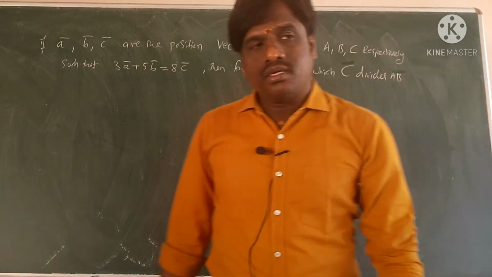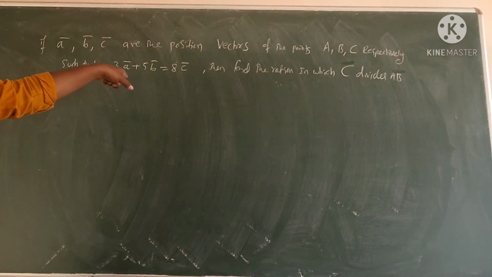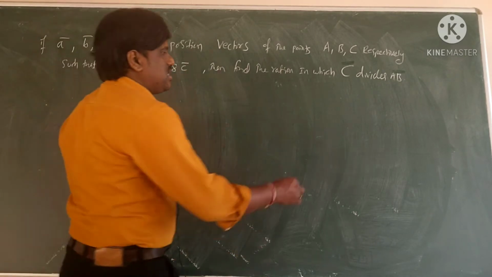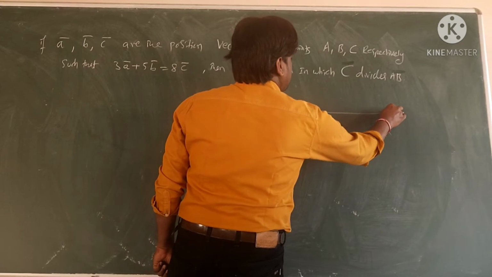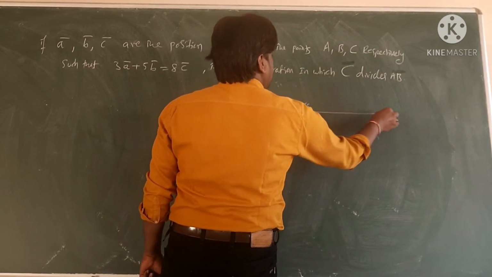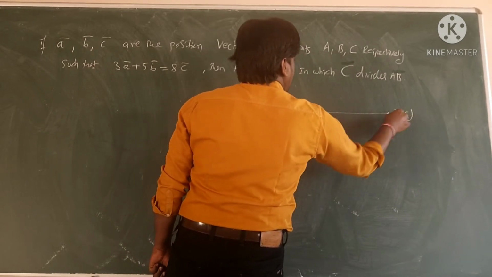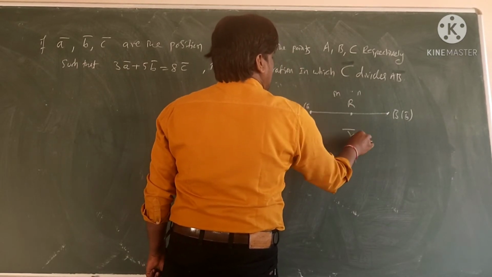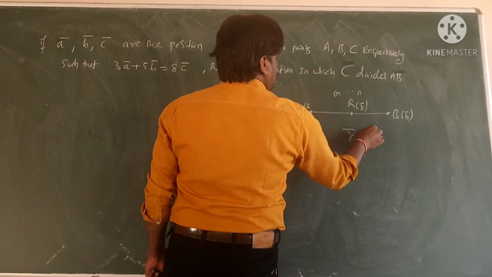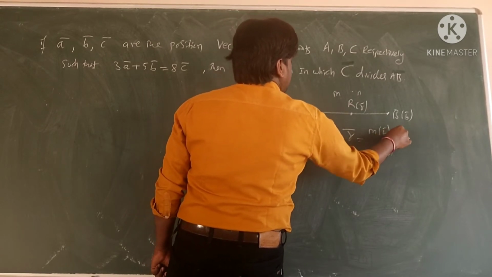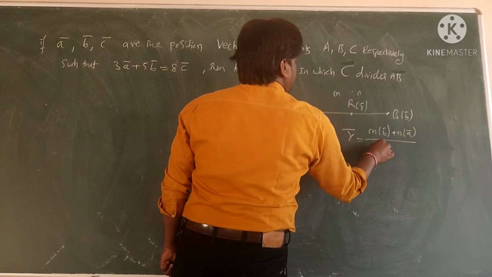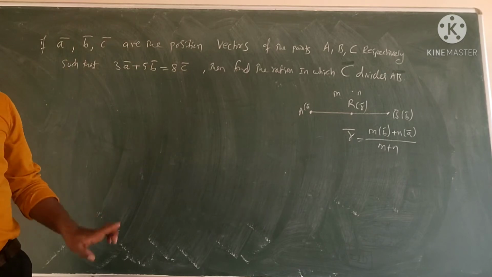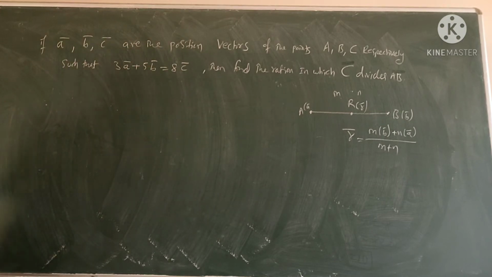Now what to do here? When R divides AB, see here, this is the A point and this is the B point, with A and B as position vectors. If R divides in the ratio m is to n, then we write the R vector as m times B vector plus n times A vector, by m plus n. We used this formula, right? Same way here.